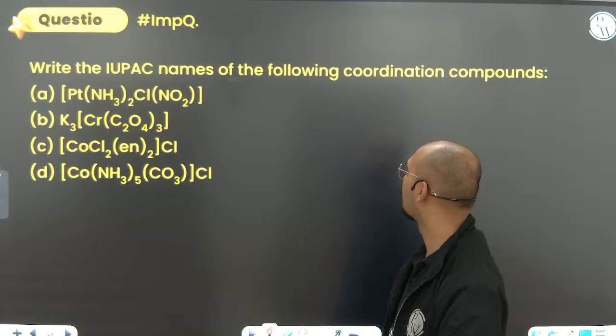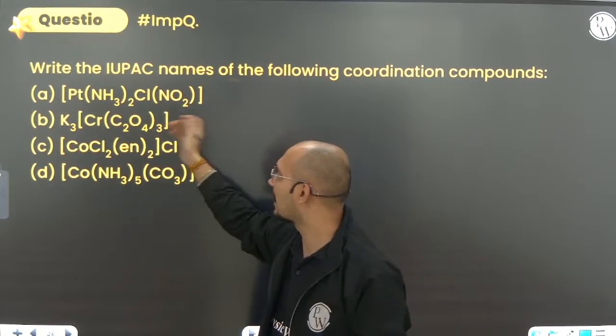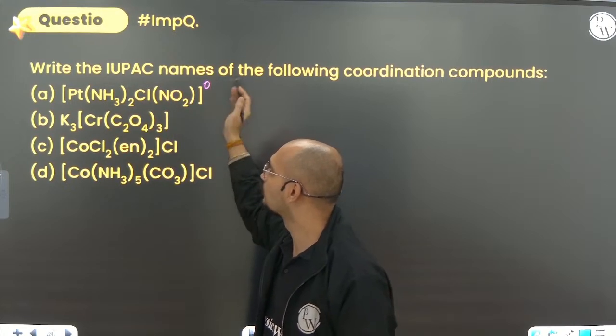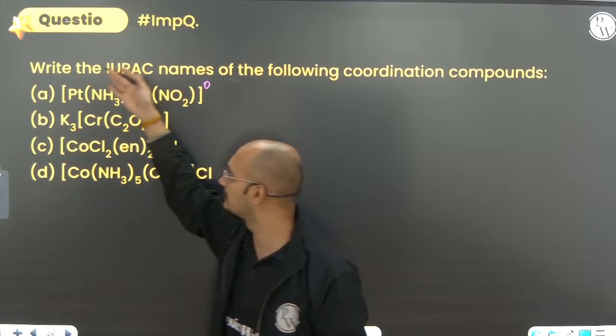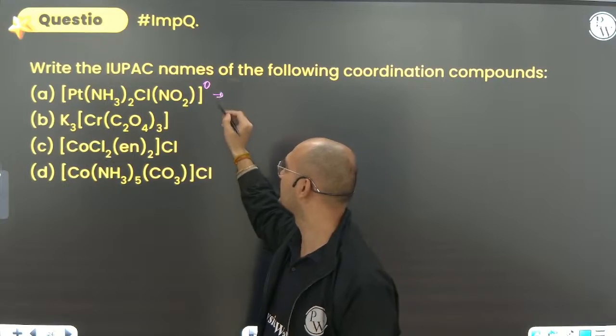Write the IUPAC name of the following coordination compound. Always remember what you are going to think about. Can you see whether there is any ion here? No, because the overall charge is 0, as there is neither a positive counter ion nor a negative counter ion. So write the name directly. What is done for direct naming?